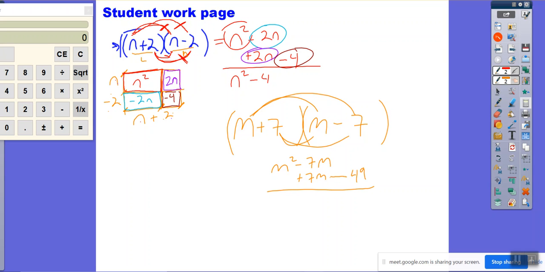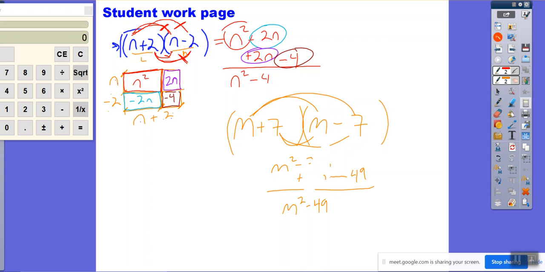So what is -7m plus 7m? If I have 7 m's and I take 7 m's away, what am I left with? Sorry. Don't worry, you're not the only one who has these questions. So I'm drawing 7 m's. Would you agree that I have 7 m's? Okay, so that's this 7m. I'm going to take 7 m's away. Oh, 0. I have nothing. Okay, so these cancel out. So I'm just left with m squared minus 49.